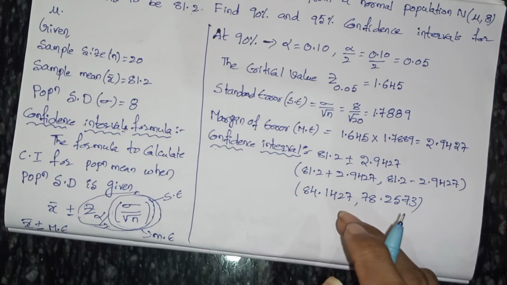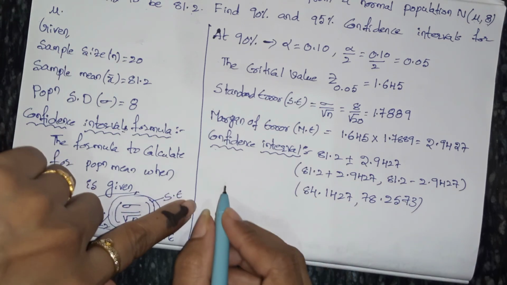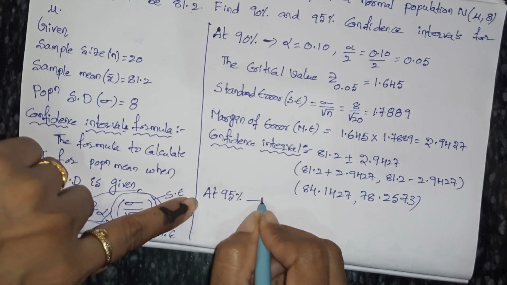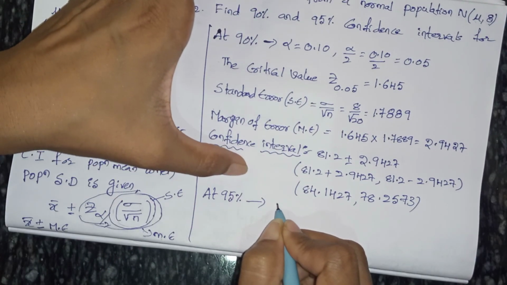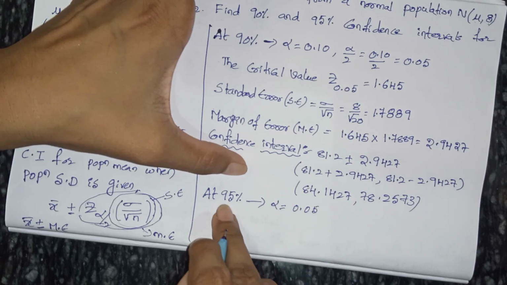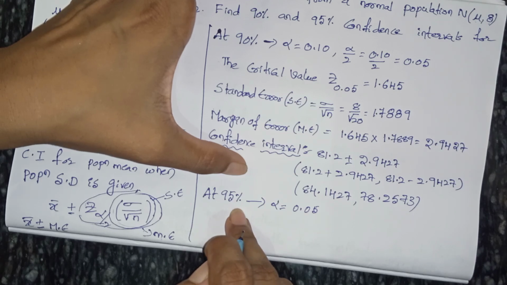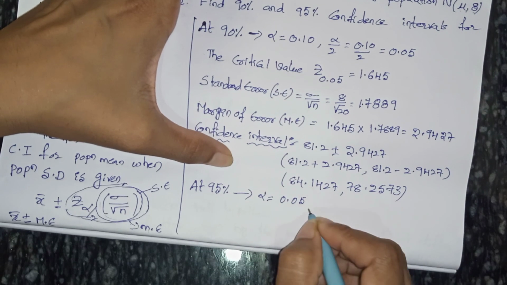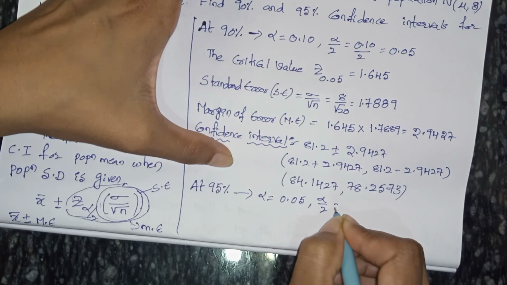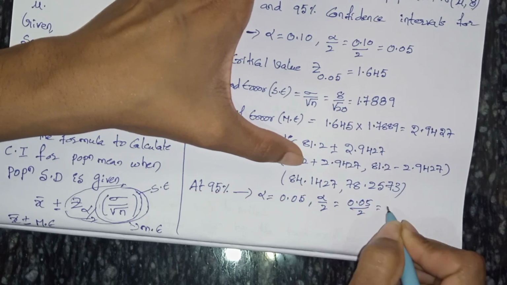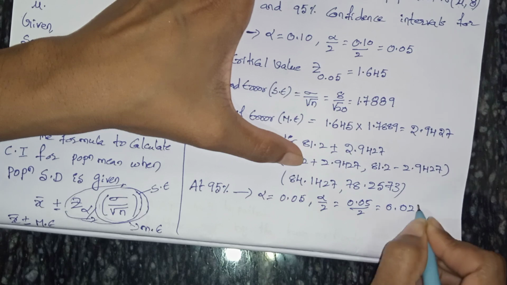Now what we have to calculate? We have to calculate at 95% now. So at 95%, the 95% means alpha value how much? 0.05. As I told you, 95% is nothing but 100 minus 95 is 5%. So 5% in the sense what? 5 divided by 100, that is nothing but 0.05. Now alpha by 2 we have to calculate. 0.05 divided by 2, how much we get? 0.025 we get, isn't it?